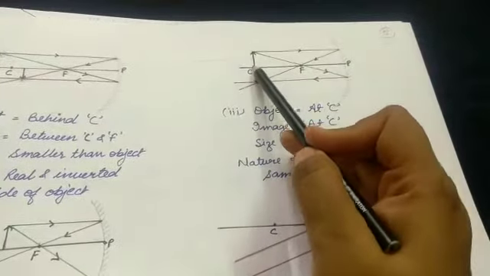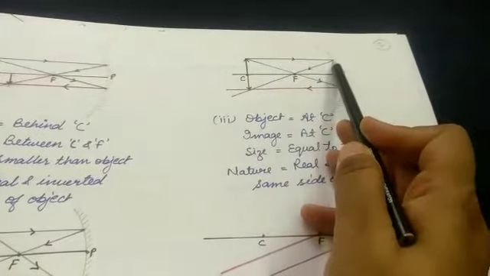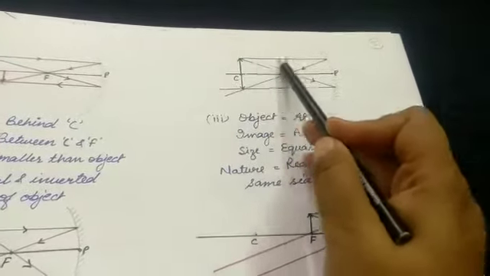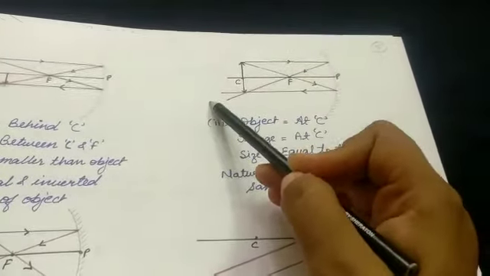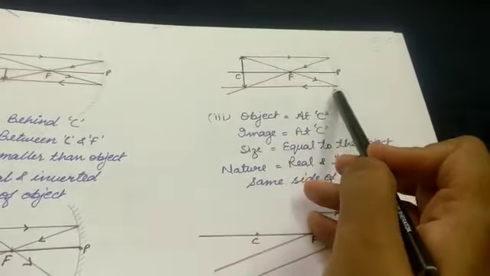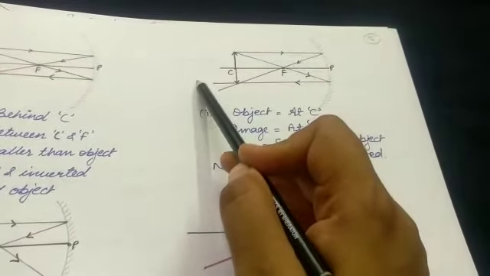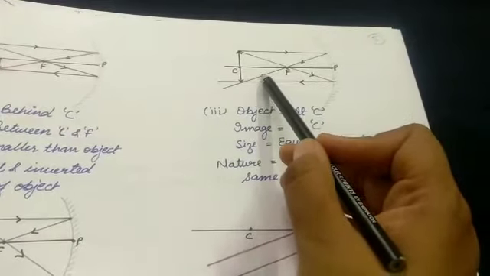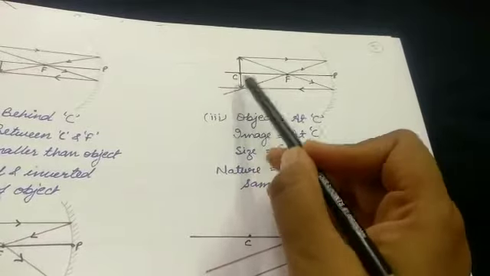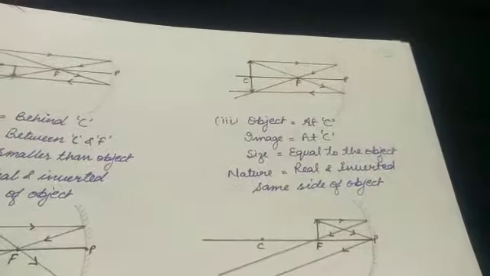Okay, so this is our object. And again those two lines we are considering. The first one which is parallel to principal axis, and after reflection it is passing through the principal focus. Okay, this is the incident ray and this is the reflected ray. And the second line which we are considering, it is passing through the principal focus, and after reflection it becomes parallel to the principal axis. Okay, now after the reflection both the reflected rays are intersecting here. Now at this point the upper part's image will be there, and in this way the image is formed here.